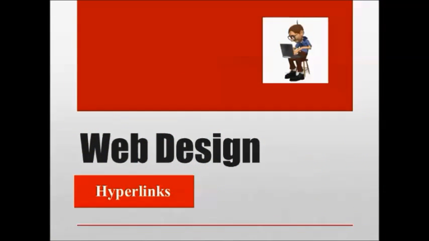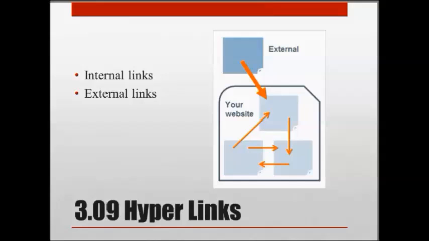Welcome to Web Design. For this particular segment, we're going to be covering from Chapter 3, the assignment on hyperlinks. When we're talking about hyperlinks, generally speaking, we're talking about two types of hyperlinks. We're talking about external hyperlinks. For example, if I wanted to reference Google, I would hyperlink to www.google.com. That's external to my website.